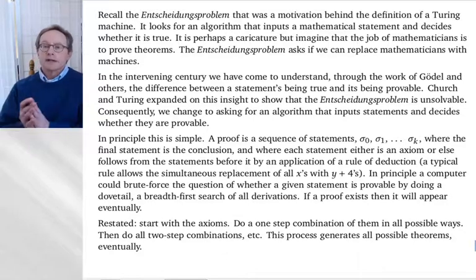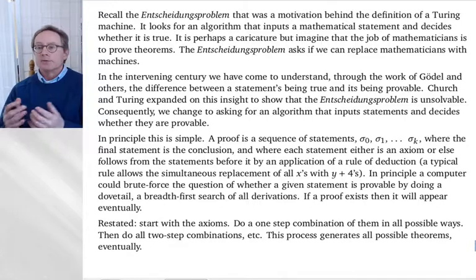In the intervening century, we've come to understand through the work of Gödel and others that there's a difference between a statement being true and the statement being provable. Church and Turing expanded on this insight to show that the Entscheidungsproblem is mechanically unsolvable. Consequently, we're going to change the question from asking for an algorithm that inputs statements and decides whether they're true to one that decides whether they're provable.